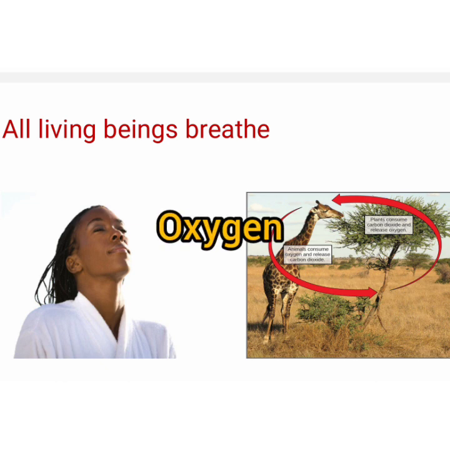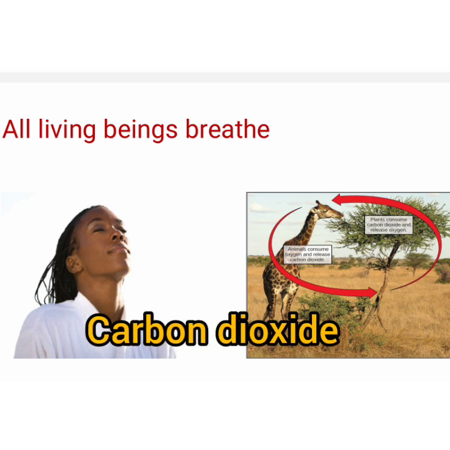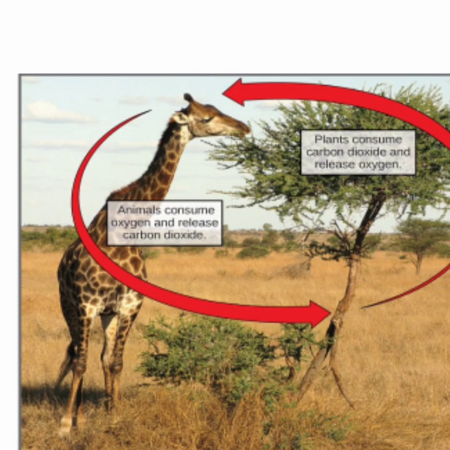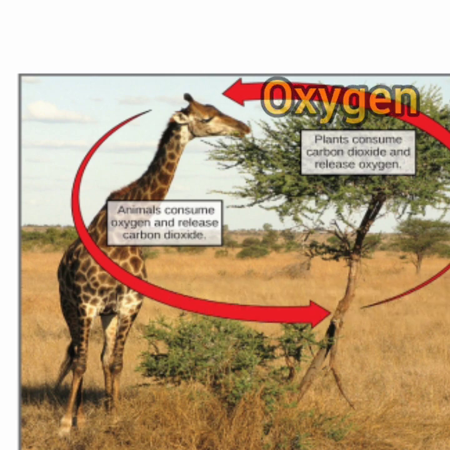Human beings take oxygen and give out carbon dioxide. In the same way, the animals also take in oxygen and give out carbon dioxide. But plants take in carbon dioxide and give out oxygen.